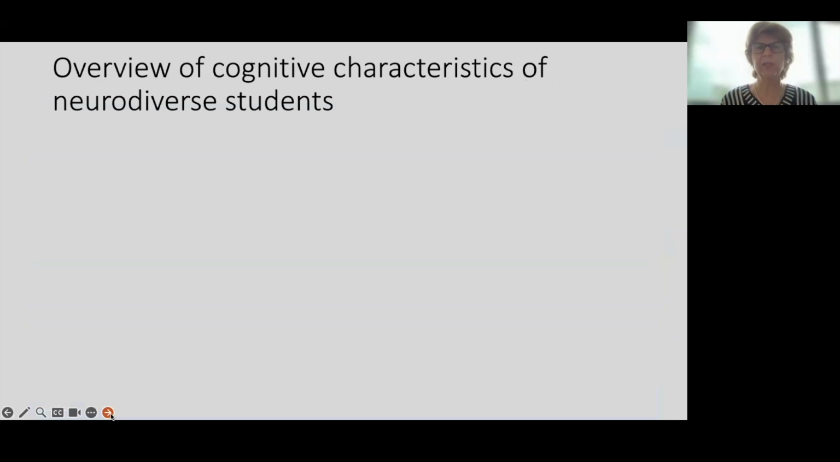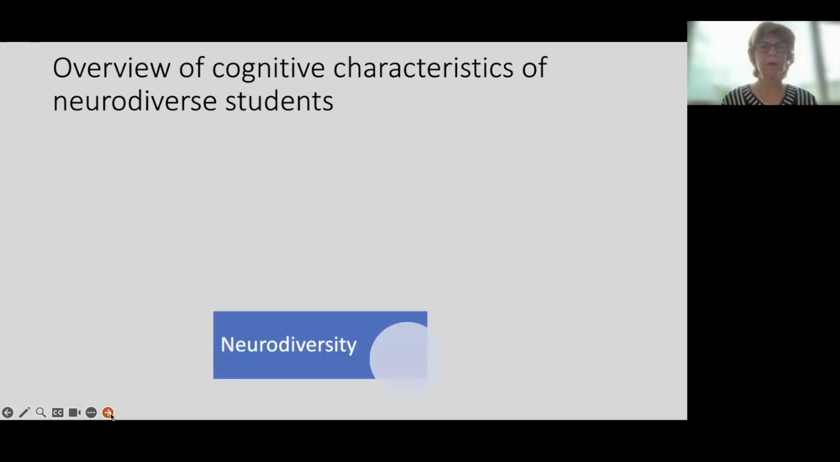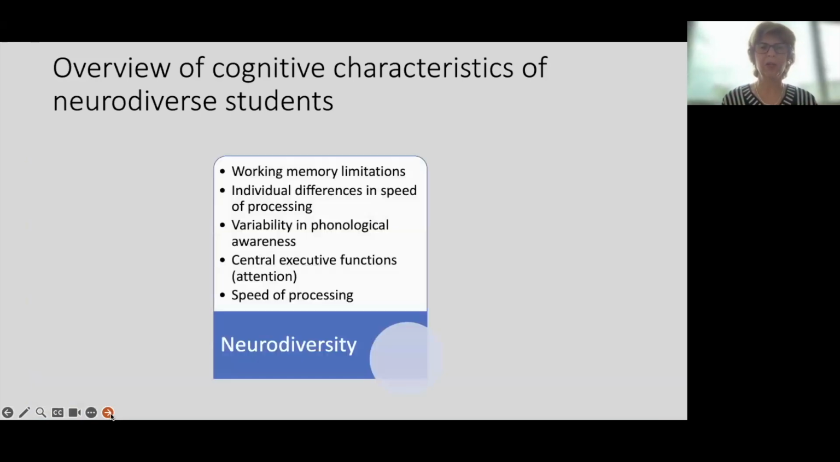Just a little bit towards the end about some of the specifics that we can do to support neurodiverse students. But before we do that, let me just briefly give you a very quick overview. What are some of the characteristics of neurodiverse students that we need to consider in terms of digital inclusion as well, but in teaching in general?